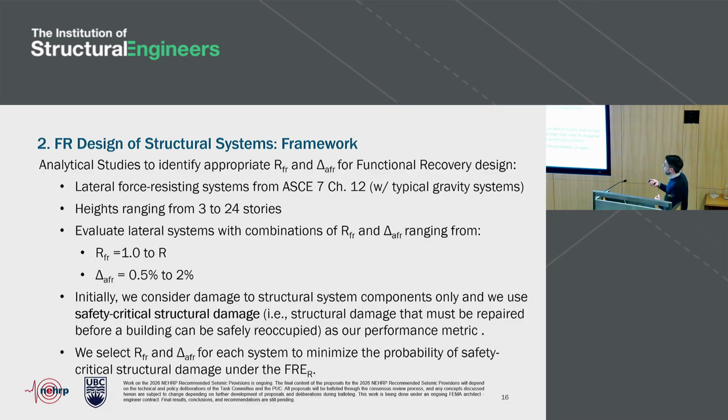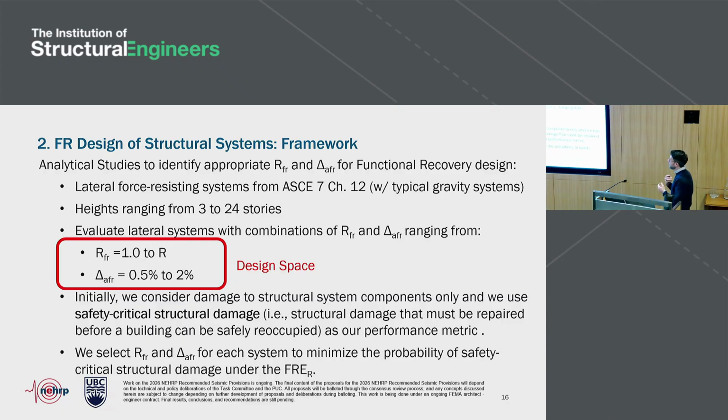We're looking at a range of heights, anywhere from 3 to 24 stories, and we're evaluating the performance of this broad range of systems and archetypes, looking at different possible combinations of this RFR and drift limit. So we're creating a design space where our RFR values are going to go anywhere from 1, which is an elastic design, to the R that we currently use in life safety, which also varies from system to system. And then in terms of drift limits, we're exploring anywhere from 0.5% to 2%. And all of this is conditioned on the new functional recovery earthquake.